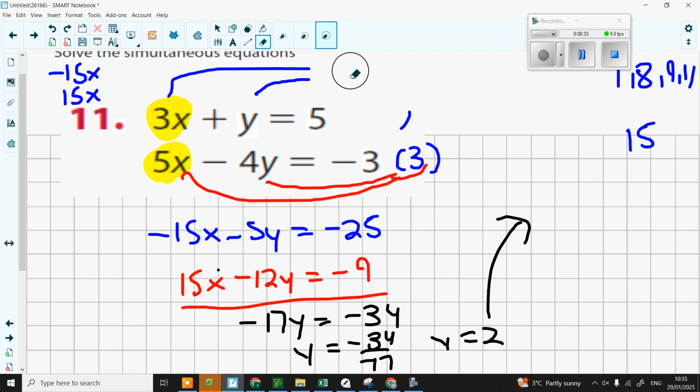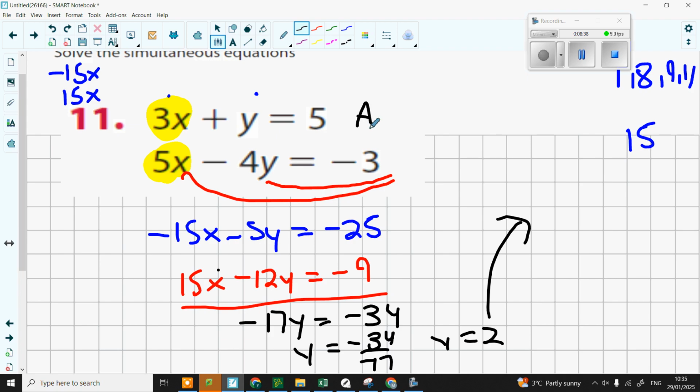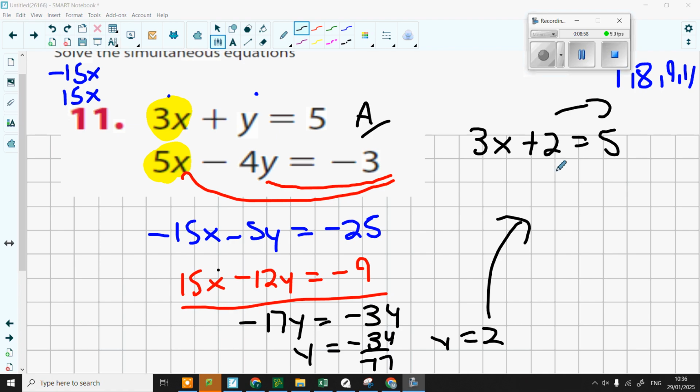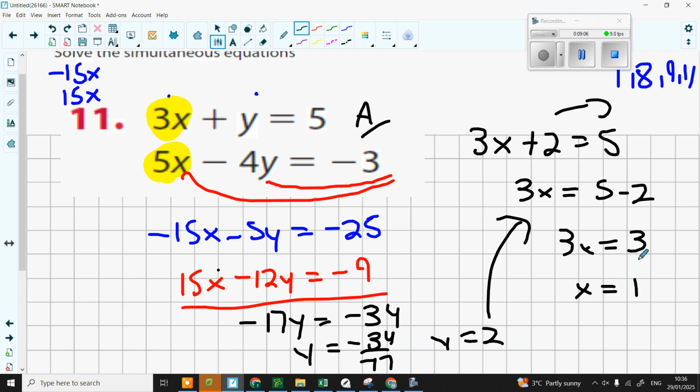Pick an equation, your choice. You can choose A or B. We'll all choose A? Okay. We choose equation A. Now, what am I doing here exactly? 3x, and replace y with 2. And now we're in business. Once you bring 2, now then 3x equals 5 take away 2, 3x equals 3, and x equals 1.